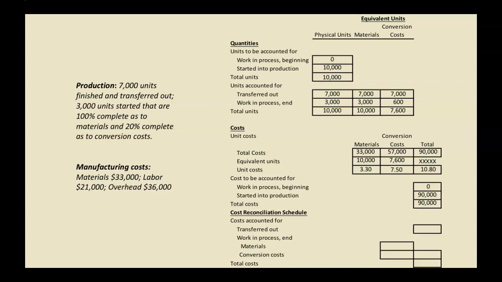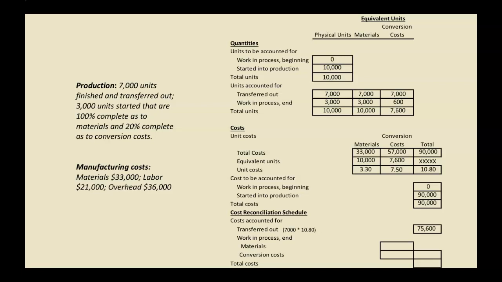Now we can move on to the last portion of our production cost report, the cost reconciliation schedule. So the first thing that we need to figure out is the cost accounted for our units that were transferred out, right? So we transferred out 7,000 units. Each unit costs a total of $10.80. So we take 7,000, multiply it by $10.80, and we get $75,600.